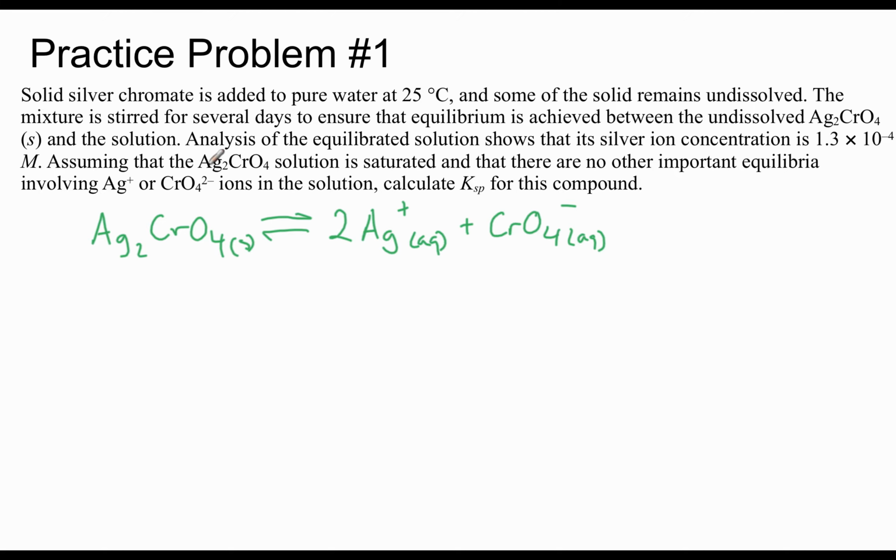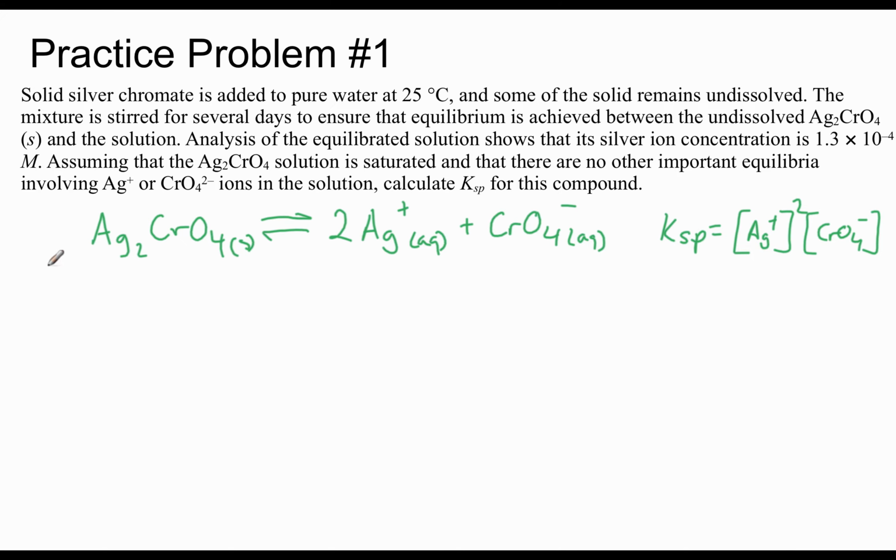It says, assuming the solution is saturated and there are no other important equilibria involving Ag+ and CrO4 2-, calculate the KSP. So we want to know the KSP. At least we know what we need to solve for: the Ag concentration and the CrO4 concentration. We need to remember that the Ag should be squared because, just like our K problems, whenever we have a coefficient, we raise it to that power.